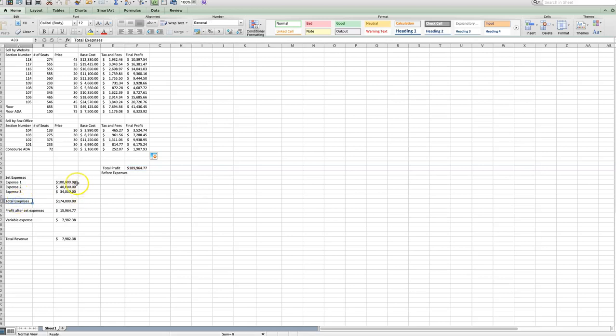So your total expenses, this number right here is simply just adding these 3 numbers together. So equals that cell plus that cell plus that cell is going to give you this one. All right, so your profit after said expenses is your total profit before minus your total expenses. So for my spreadsheet, it would be F26 minus C33.